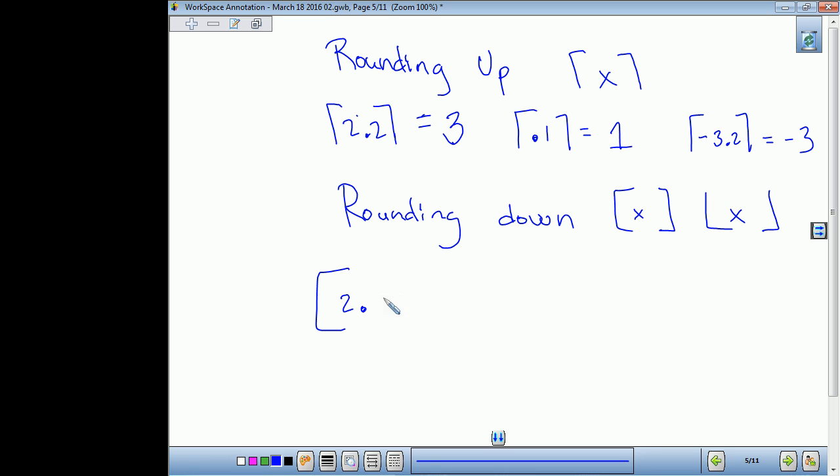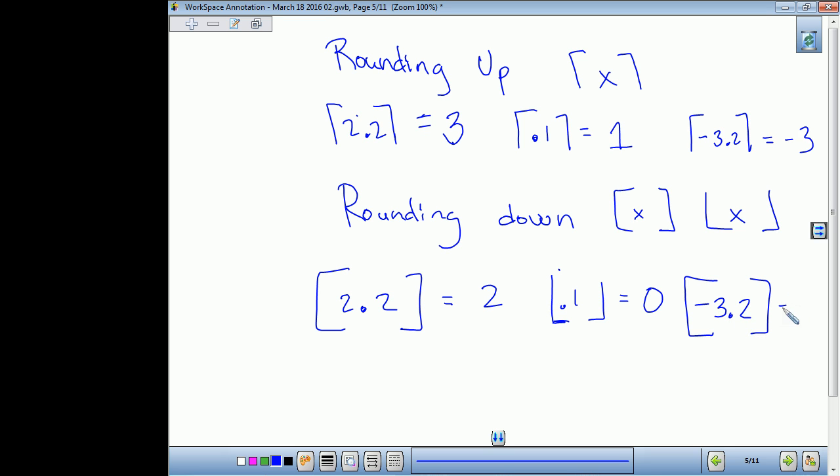Yes, that's right. All right, same numbers, but this time we're rounding down. Let's see if I can write the correct ones. 2. This time we're rounding down, so let's use a down symbol. There we go. 0. -4. I have a rounding problem. -3. Because down. Rounding down.